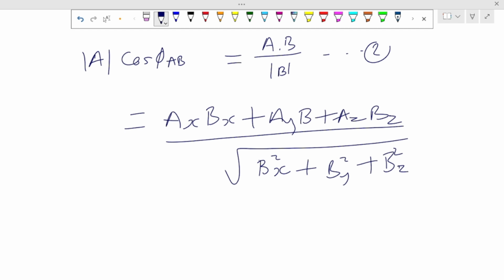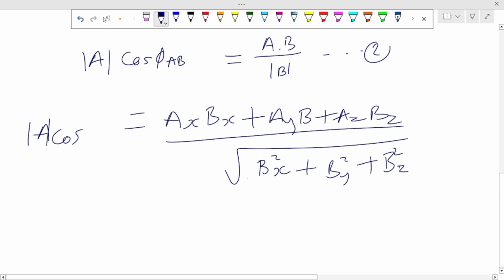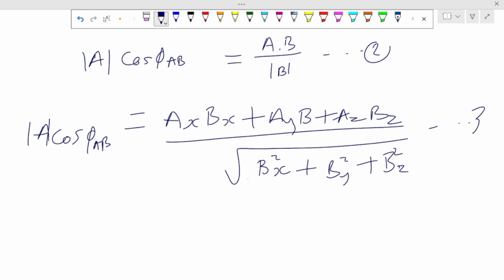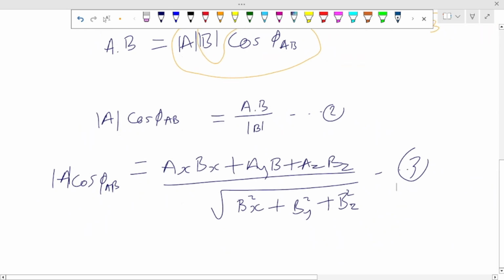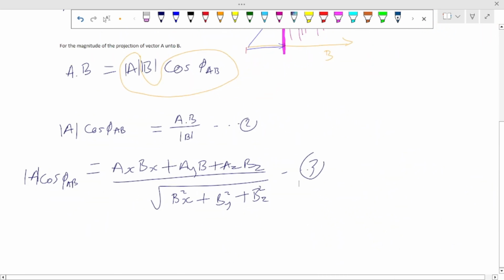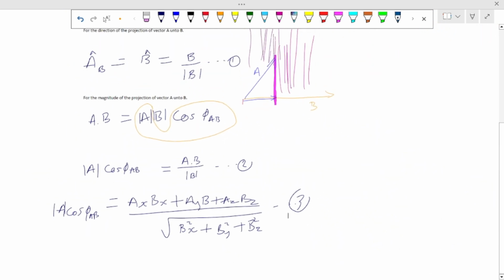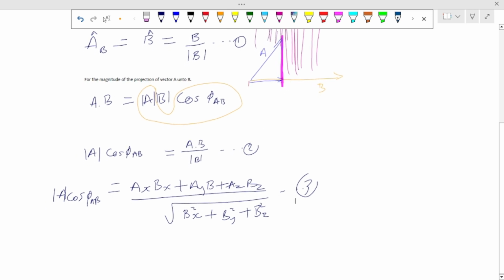Okay, so yeah, this is exactly what we have in class, and of course we have this for the magnitude. Okay, cos theta AB. Good. So you can call this equation 3 if you want. Call this equation 3.